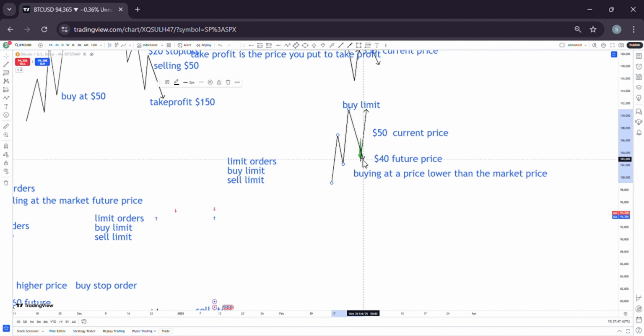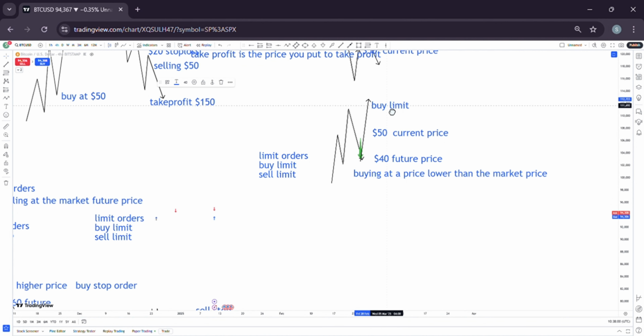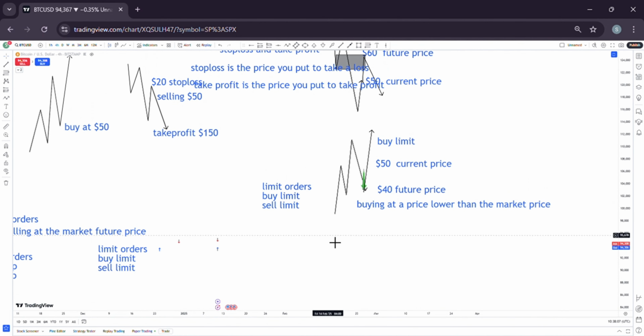You then buy, expecting the market to go higher. Now this is when we make use of the buy limit. So on buy limit, we are buying at a price lower than the current market price. So this is called buy limit. You can see it here, buy limit, buying at a price lower than the current market price. Now the opposite of this is called the sell limit.